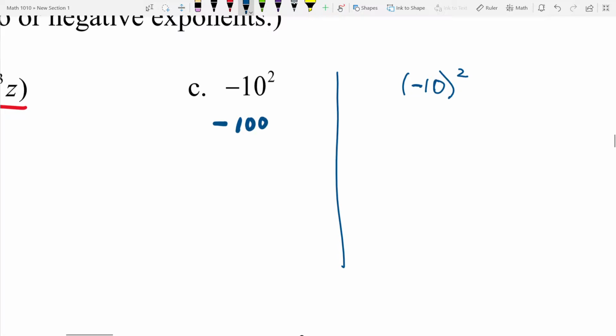Look at the next one. The whole thing is squared. So this means a negative 10 multiplied by a negative 10, which gives you a positive 100, okay?